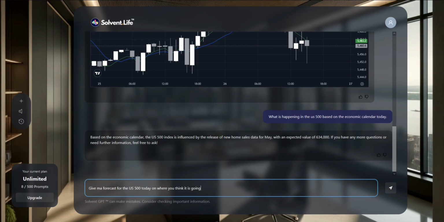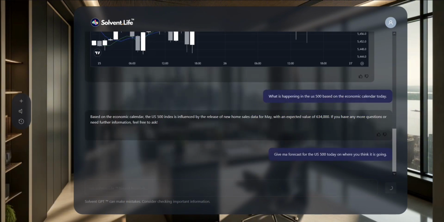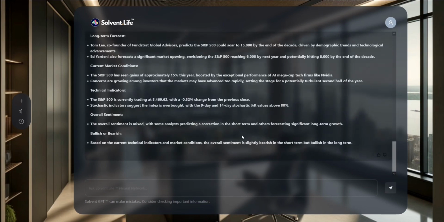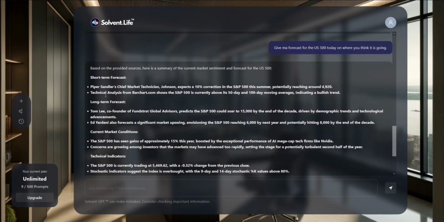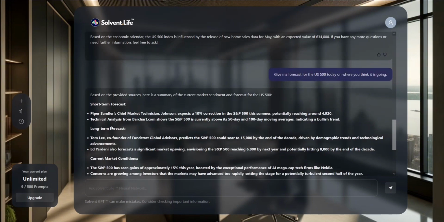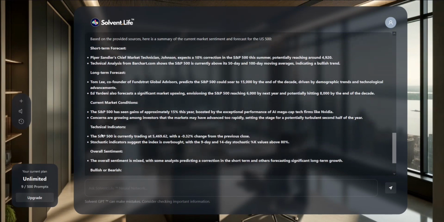Okay, so give me a forecast on the US 500 today and where you think it is going. So it's going to take a second here because it's scanning through all of the financial records and it's going to give us an overview. So here we go. It's given us a short-term forecast, a long-term forecast, the current market conditions, and some technical indicators as well as overall sentiment.